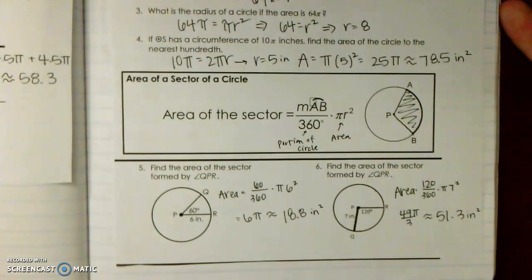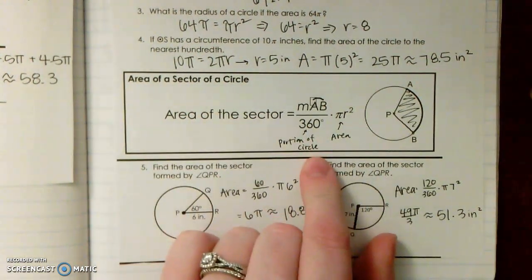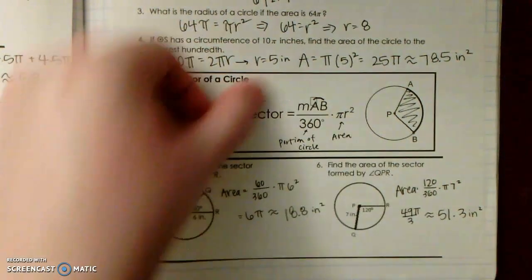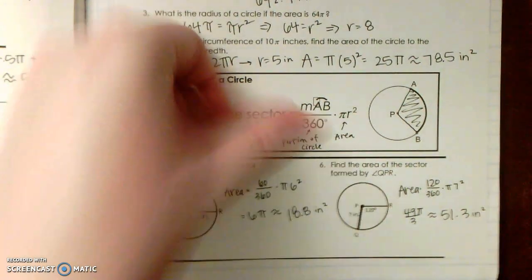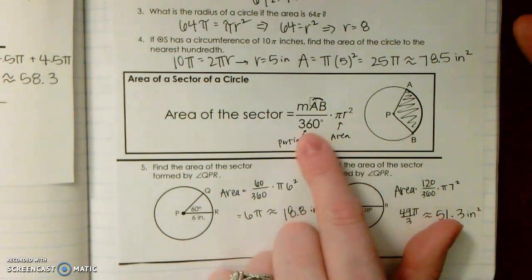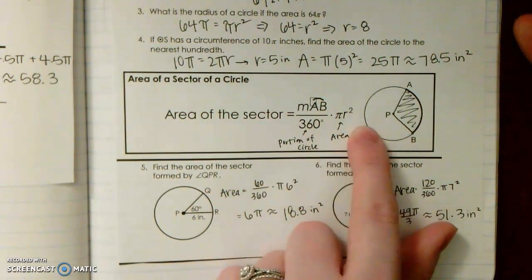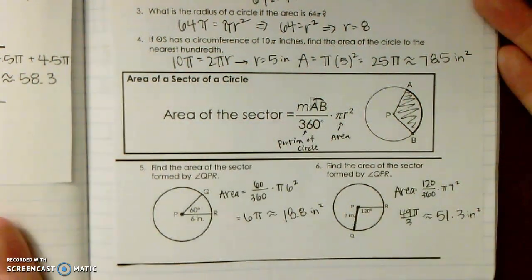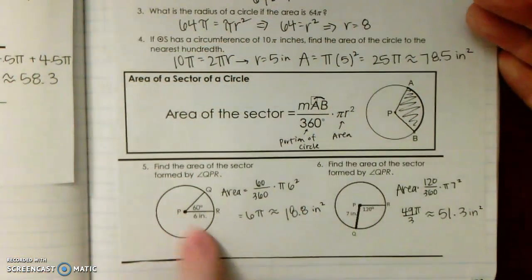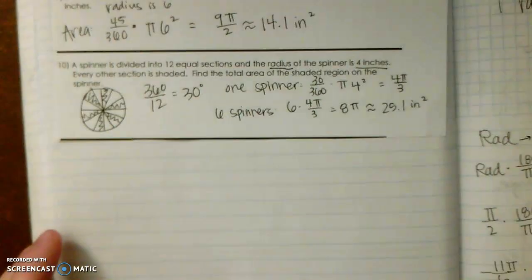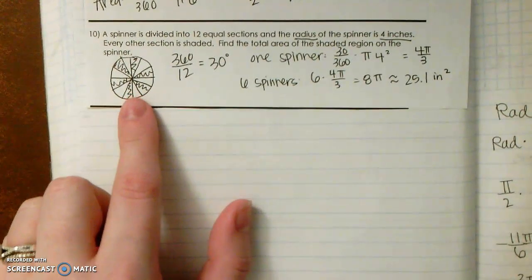So the area of a sector, it's the same idea as the arc length, that it's just a portion of the area. So this part where you're putting the degrees over 360, that's telling you what part of the circle you have, and then you're multiplying it by the area. So if you have a third of the circle, you want to multiply 1/3 times the area, because that'll give you the area of 1/3 of the circle. So these are examples, and then I wanted to go over this one, because this one's a little confusing.